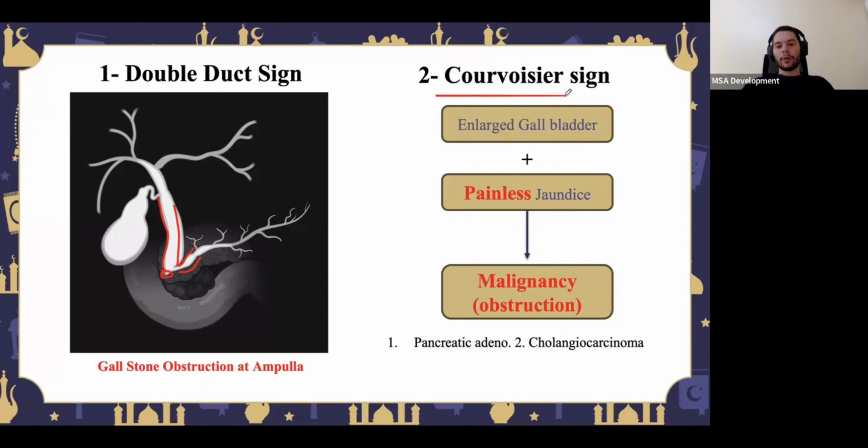Right. Then you have your Courvoisier sign. Courvoisier sign essentially means you have an enlarged gallbladder that could be palpated, plus painless jaundice. Like once you see painless in anything, one of the biggest differentials that should come to mind is a malignancy or a tumor. This is why Courvoisier sign is very important, because it signifies a malignancy. There is an obstruction by an enlarged gallbladder, and it is painless. So you'd have to think about malignancy. The two most common causes would probably be a pancreatic adenocarcinoma or a cholangiocarcinoma. We're going to talk about this one at the end, inshallah.